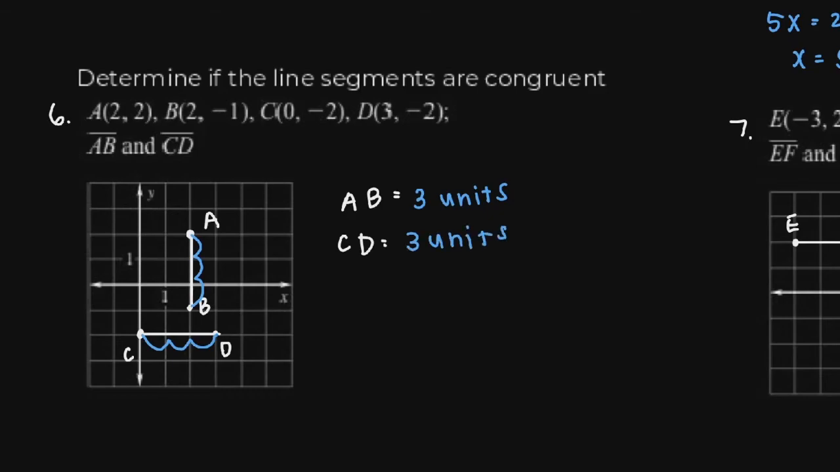And we want to determine if they are congruent. So since they have the same length, that means they are congruent. So you can write AB is congruent to CD, and it's because AB equals CD.